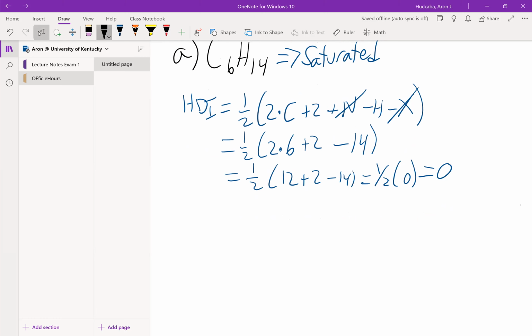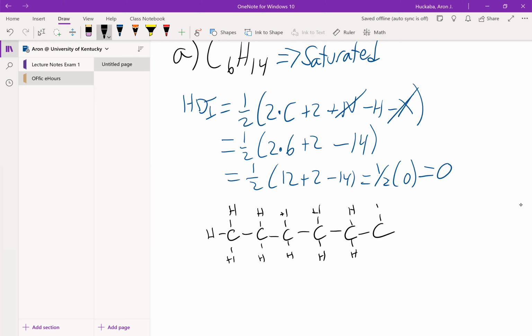So first, we'll draw a molecule where all of the 6 carbons are arranged in a single line. There we have it. There we go.